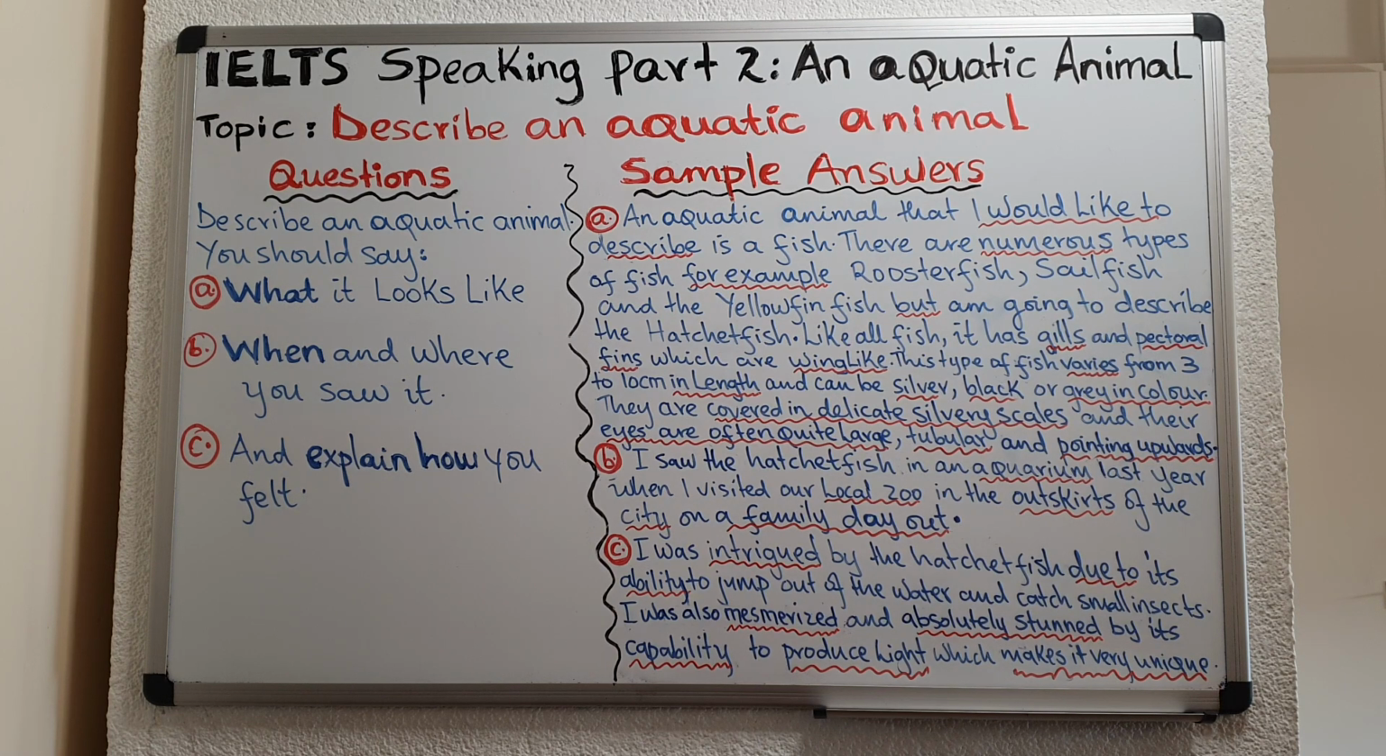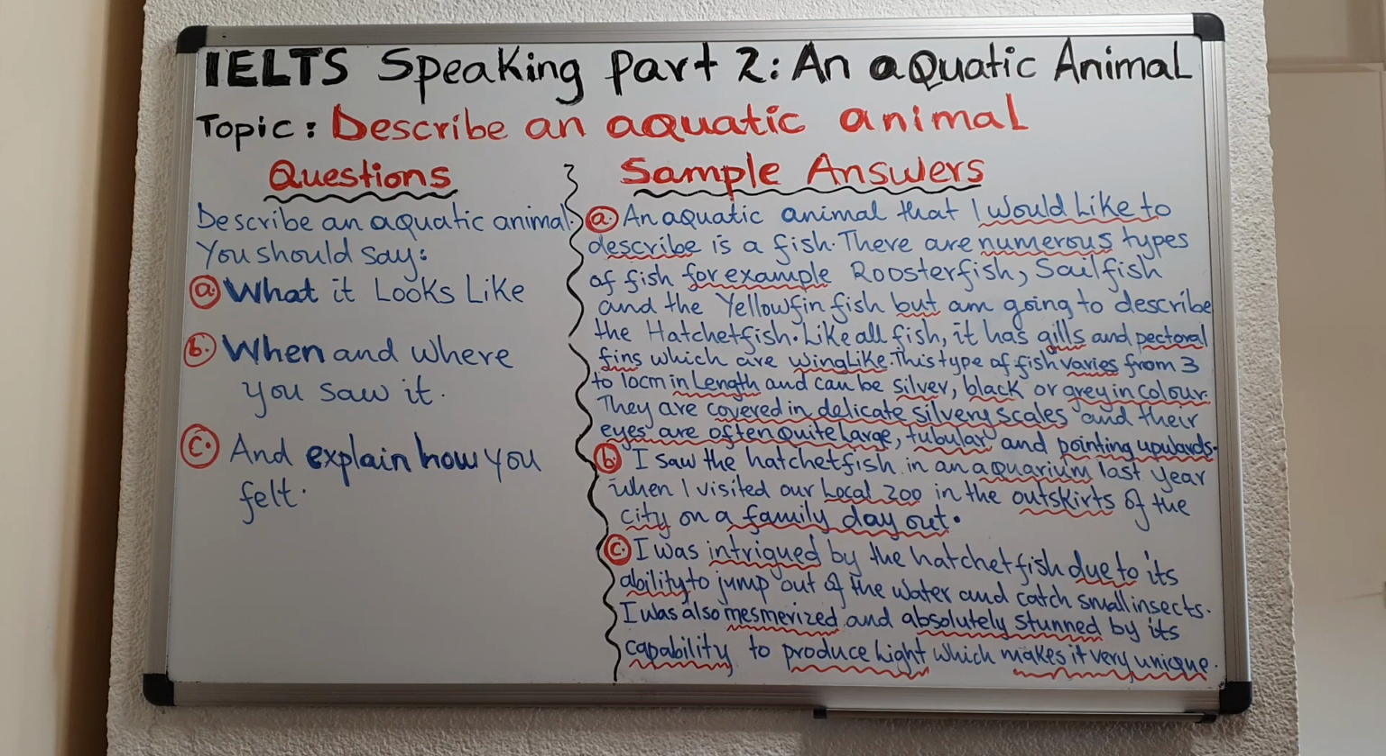When you're answering this sort of question, the first thing that is important to remember is to use the vocabulary that is suitable for the topic that you're talking about. Tip number 2, make sure that you underline all the key parts of the question. In question A, the key part of the question is what. In B, it is when and where. And in C, it is explain how you feel. So underline the key part of the question to ensure that you make notes and you do not go off topic.